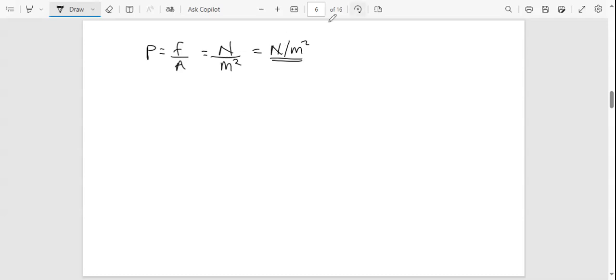But again, the one thing that we need to know is that when we have 1 Newton per meter squared, or meter to the power negative 2, which is just per, then this will be equal to 1 Pascal as well. So Pascal is one way of measuring pressure. You need to know that.